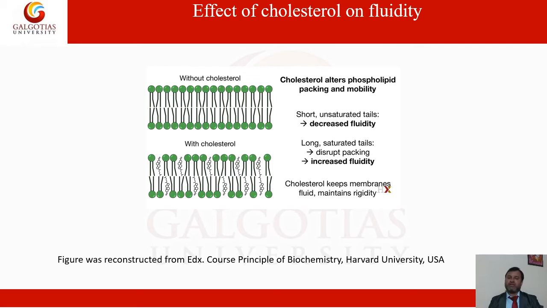We can also see here the effect of cholesterol on the fluidity. Cholesterol alters the phospholipid packing and mobility. So if cholesterol is not present in the cell membrane, the cell membrane has very low fluidity. Short unsaturated tails decrease the fluidity, while long and saturated tails disturb the packing and increase the fluidity. So when cholesterol is present in the cell membrane, it will disturb the packing and provide more fluidity to the cell membrane. So cholesterol is responsible for the fluidity of the cell membrane, which can be explained by the fluid mosaic model.